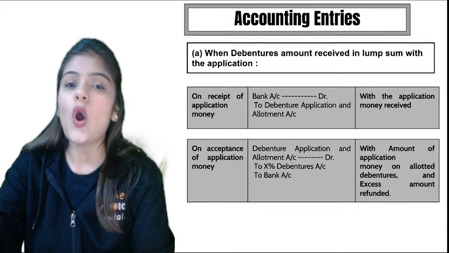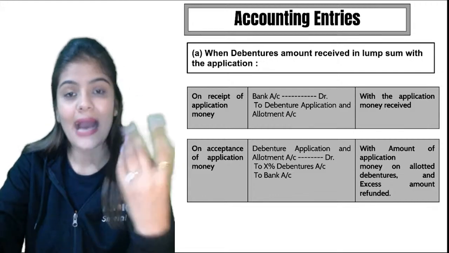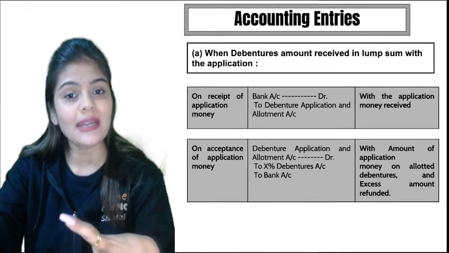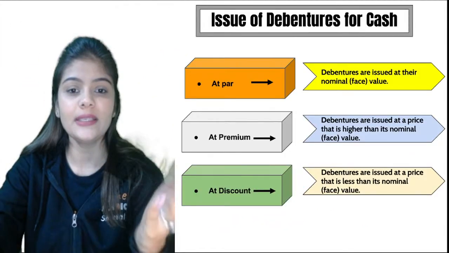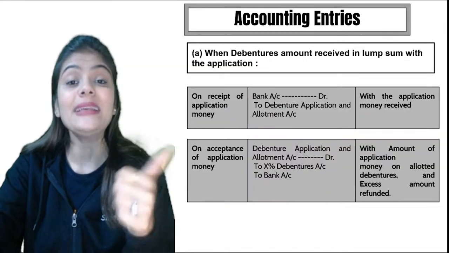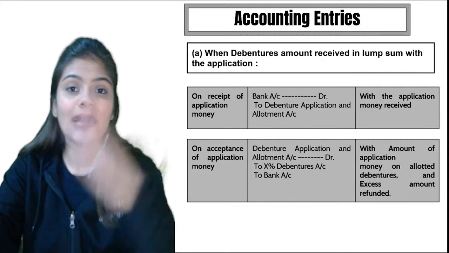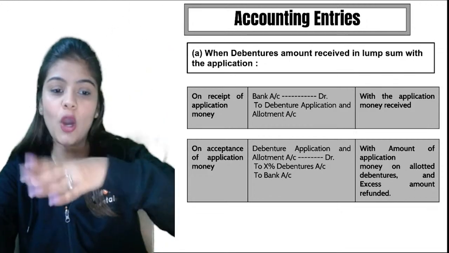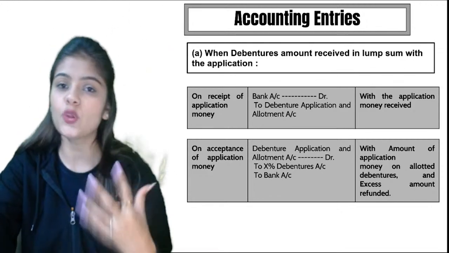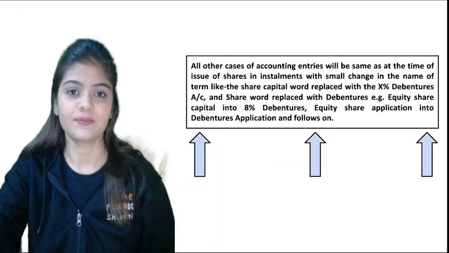Now we have already done the second case. I have explained you the journal entries. मैंने आपको अभी journal entries दिखाई थी. I have rubbed it now. When the amount is received in installment, application, allotment, first call, we have already done those journal entries.